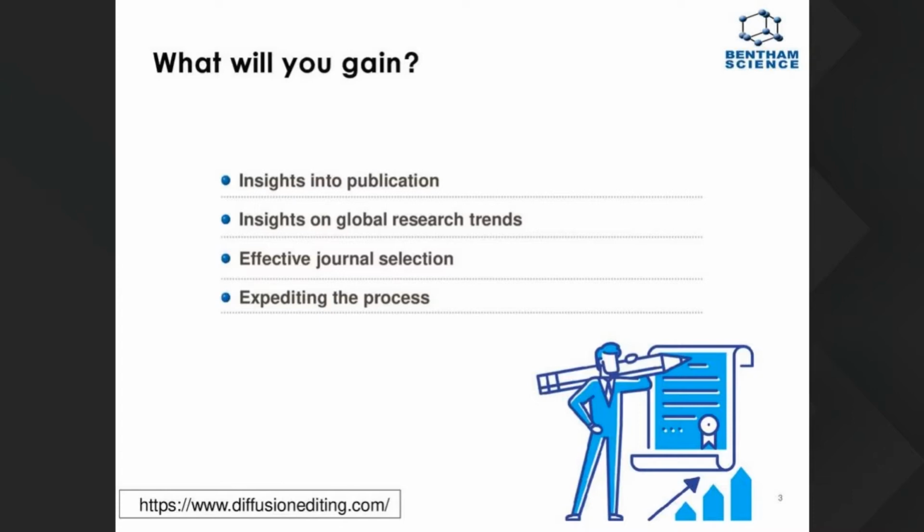We know from our experience editing and managing journals, Bentham Science publish a large number of journals and ebooks. We know from talking to our editors, talking to authors about the kinds of things that you can do as an author to speed up that publication process, how you can more effectively, more quickly get your work into those leading journals as quickly and efficiently as possible. So, insights into publication, insights on global research trends, effective journal selection, and tricks that you can use to expedite the process.